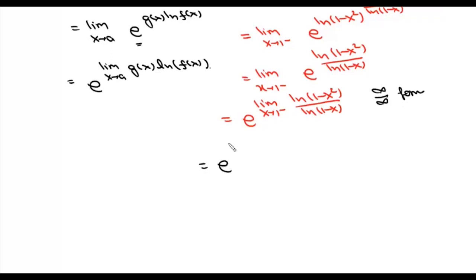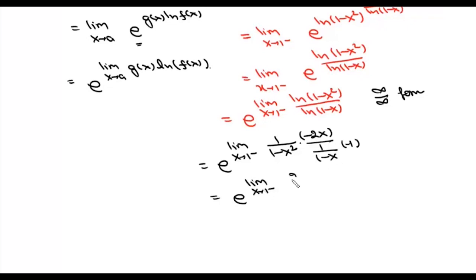So it will be e to the power limit x tends to 1 negative, and this is 1 upon (1 minus x squared) into minus 2x, and here it will be 1 upon (1 minus x) into minus 1. Now here 1 minus x will cancel, so we can write this as e to the power limit x tends to 1 negative 2x upon (1 plus x). Now if we put x as 1, it will be simply e to the power 1. So answer to this limit is e.